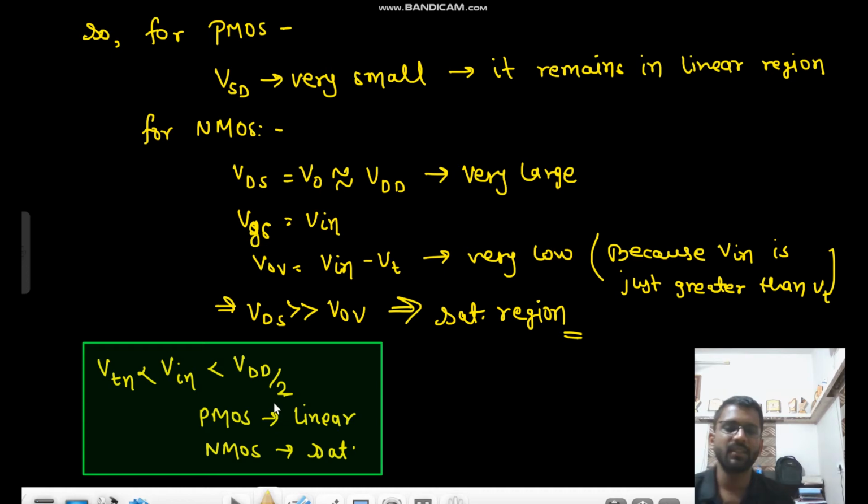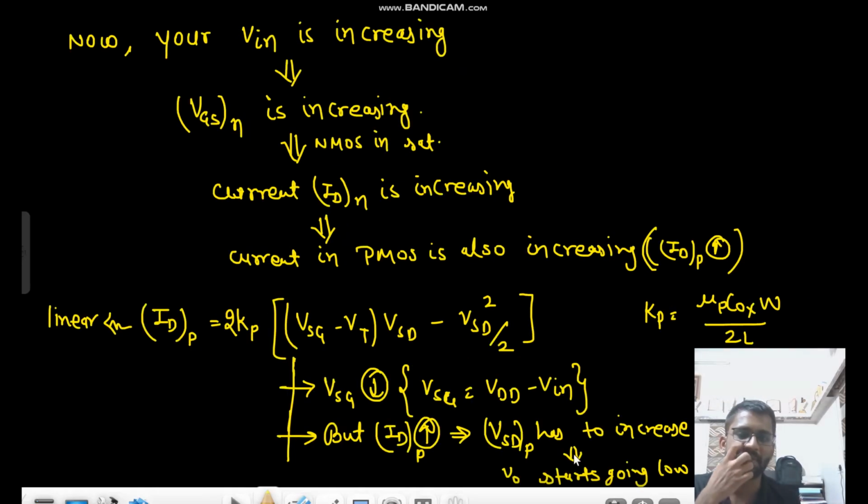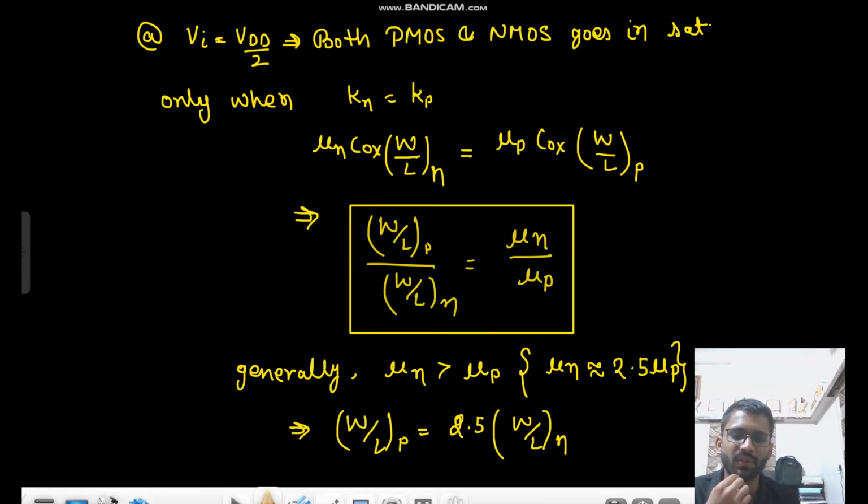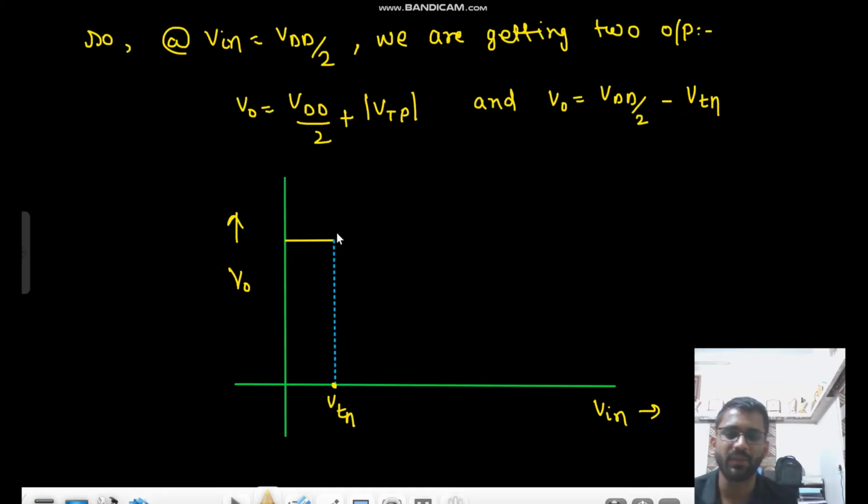And in the second case, what we have seen is that if we are increasing the value of V in from VTN, your V naught goes down. That means your V naught is starting to go down, right? So after that, your V naught is starting to go down.